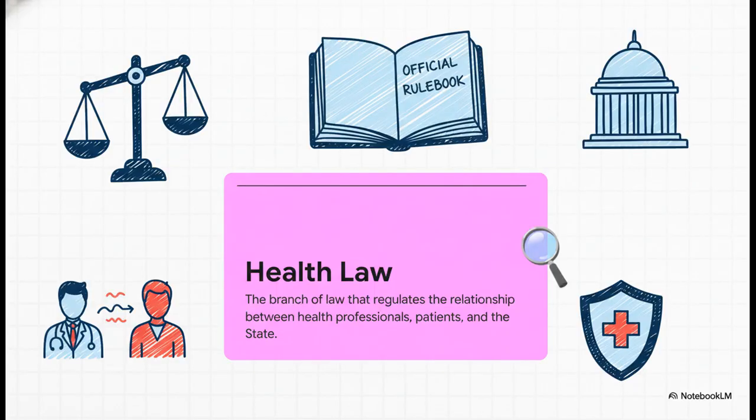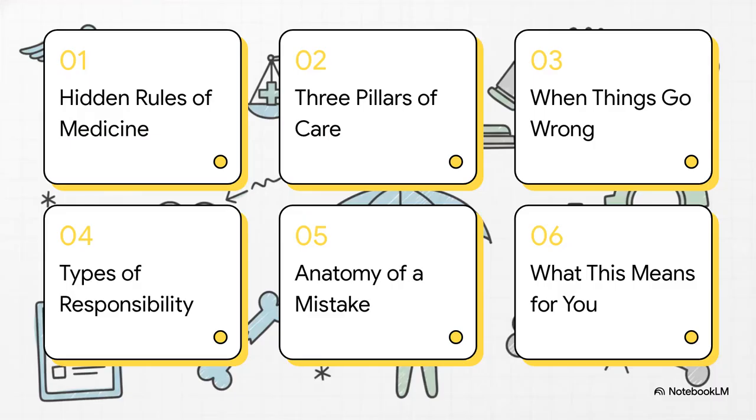Well, the answer is health law, and you can just think of it as the official rule book for all of medicine. It's the set of laws that lays out the rights and the duties for everybody involved, from the doctor and the hospital to you, the patient, and even the government, all to make sure that medical care stays legal and ethical. So, here's how we're going to break it all down.